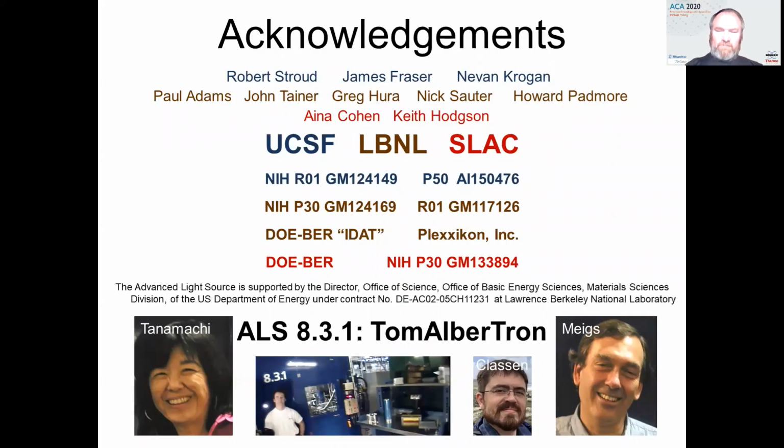I always like to begin with my most important slide, which is acknowledgements. I actually have 3 appointments. In addition to being an adjunct professor at UCSF and beamline scientist at LBL, I'm also a beamline scientist at SLAC in the SMB group. All these groups are supported by the NIH and Dewey BER, as well as the overarching support from BES for the light sources themselves. Now, the team for the work I want to tell you about today are Jane Tanamachi, Scott Klassen, and George Meggs, who run the beamline, which we call the Tom Albertron.